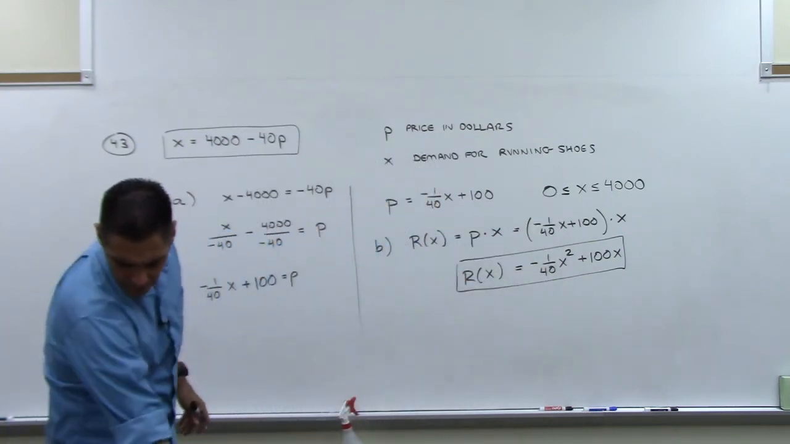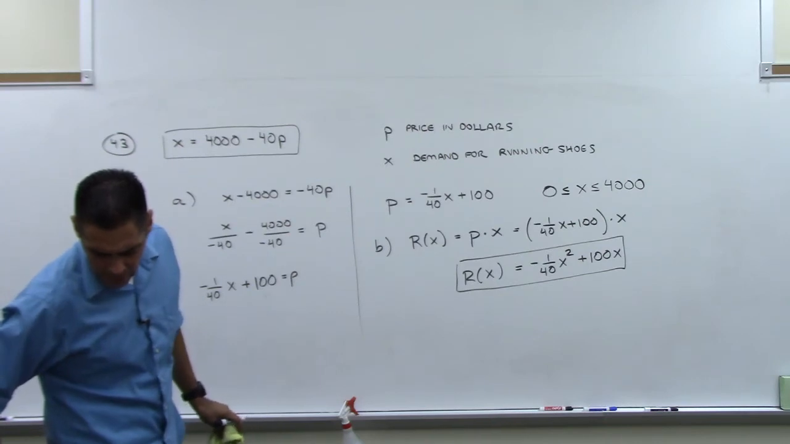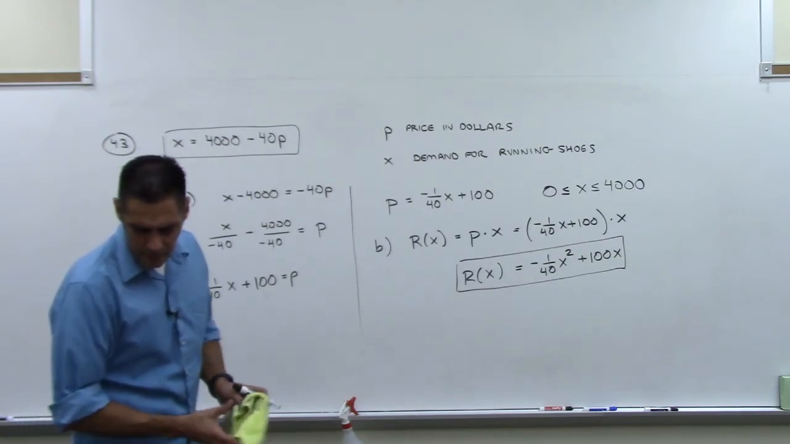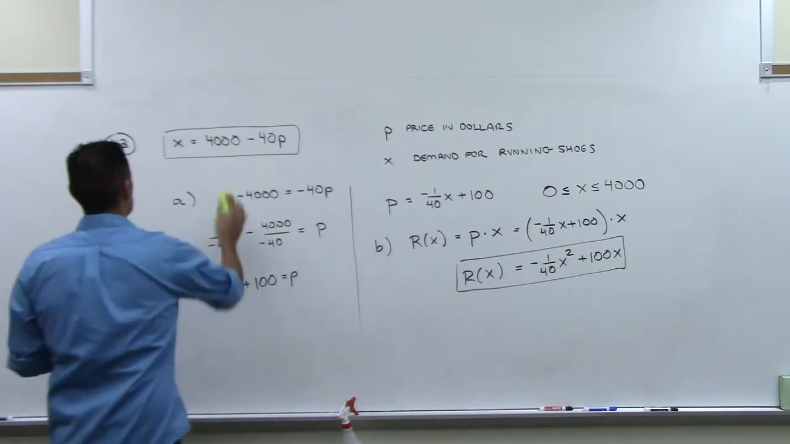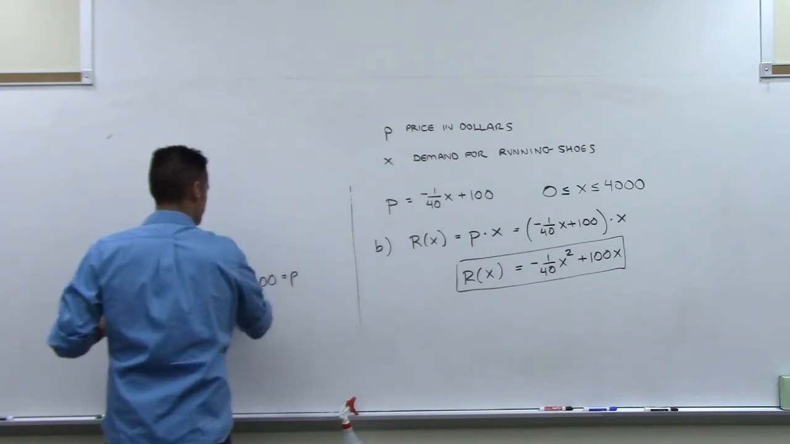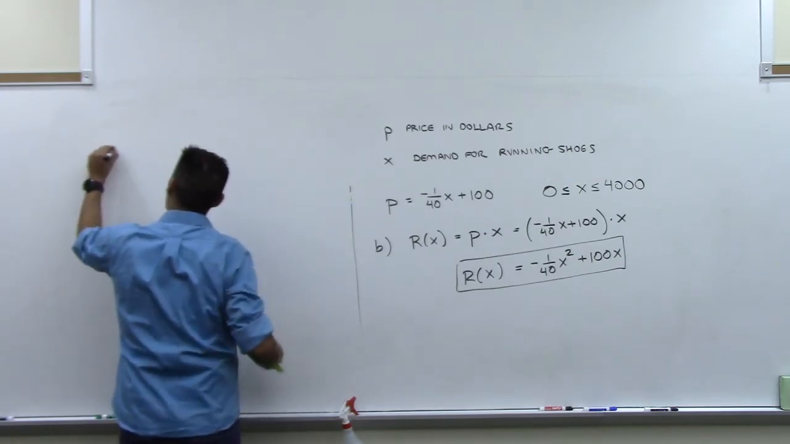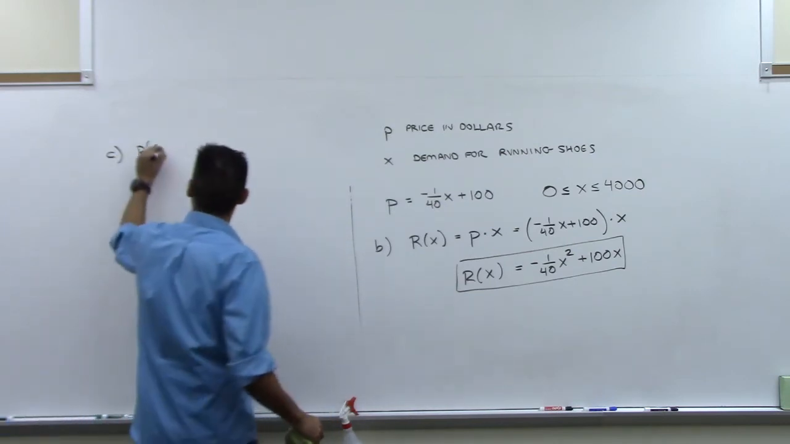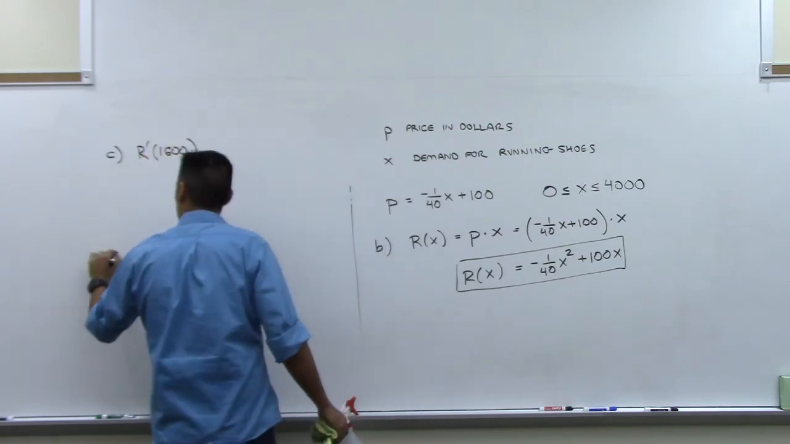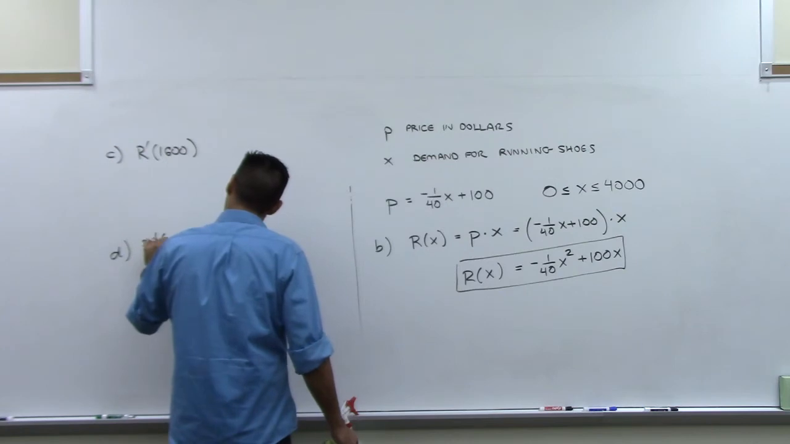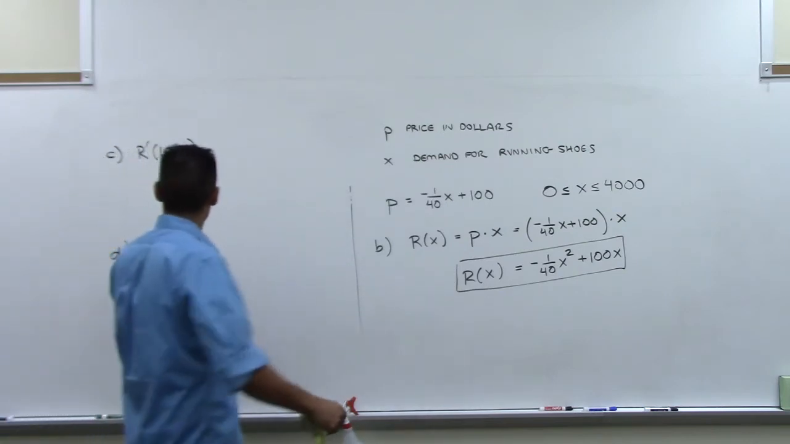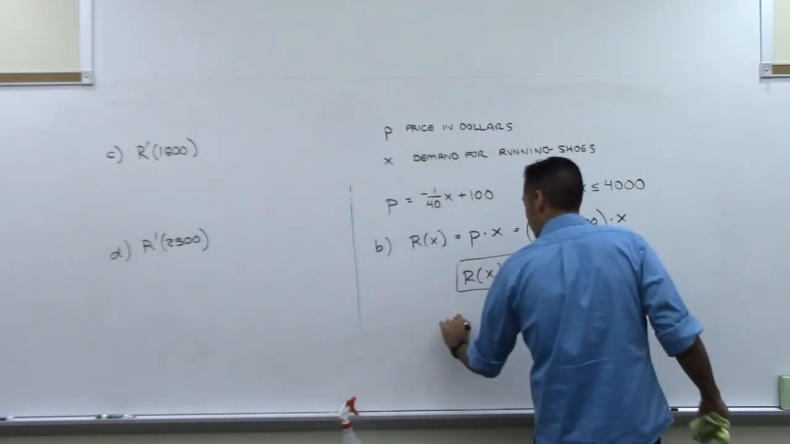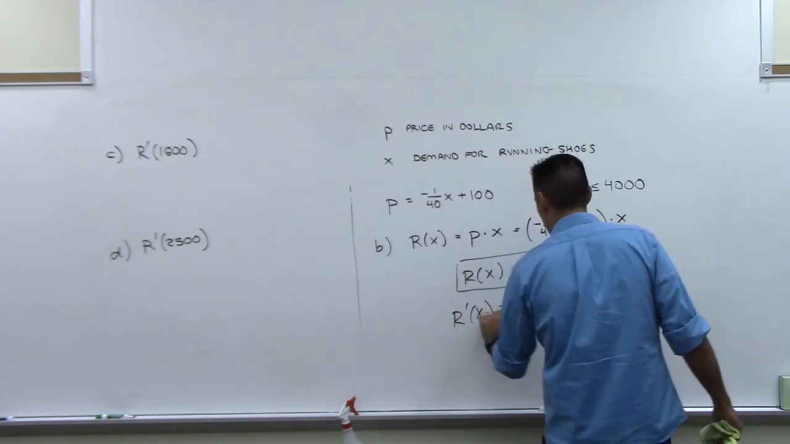And then for part C, find the marginal revenue at the production level of 1,600 pairs of shoes. And part D is find the marginal revenue at 2,500 pairs. So for part C, they want the marginal revenue, so the derivative of the revenue at 1,600 pairs. And for part D, they want the marginal revenue at 2,500 pairs of shoes. All right, in order to answer parts C and D, I have to get the marginal revenue function, so I need to take the derivative here.